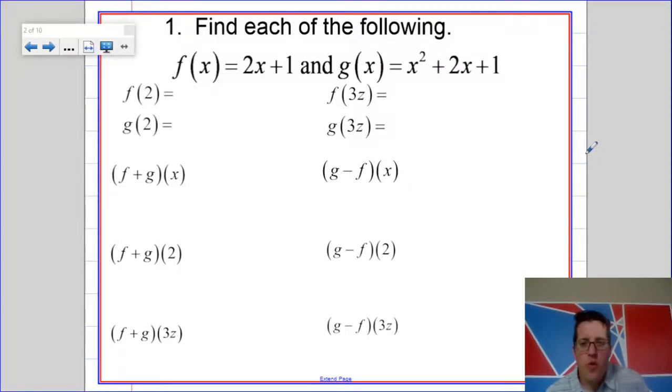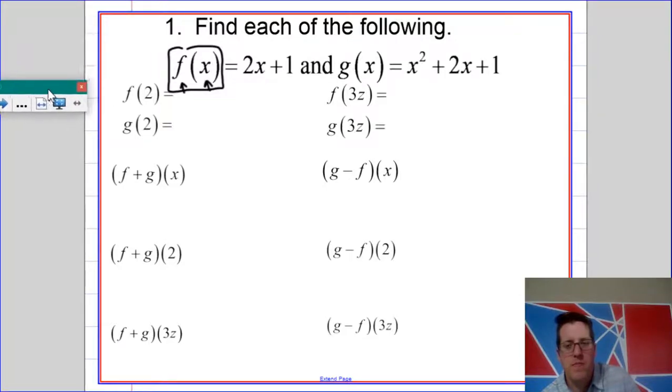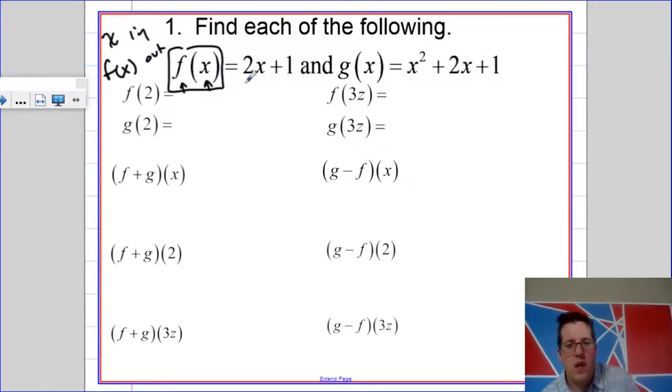Okay, so 30-second crash course on what a function is. There is a function named f that if it takes its input x, it uses the rule 2x plus 1 to make an output f of x. So x is the input, and f of x is the output, and 2x plus 1 is the rule. So f's job is to take an input, multiply by 2, and add 1.